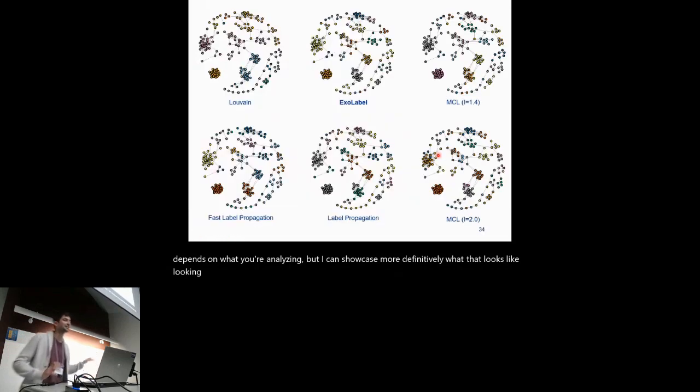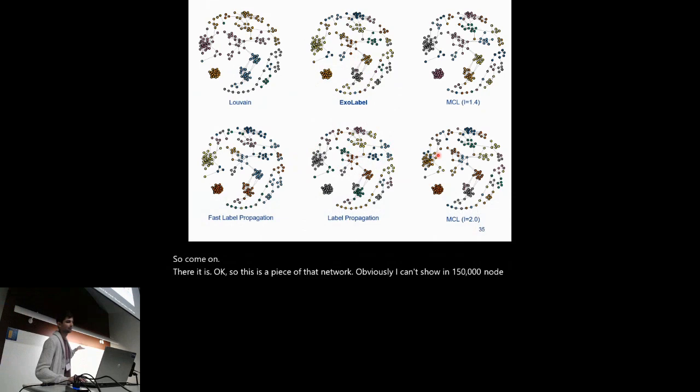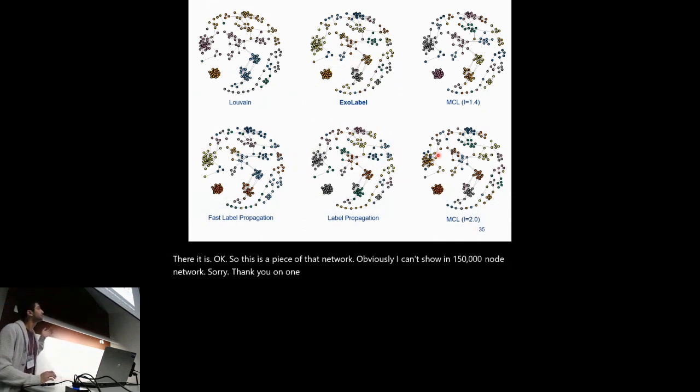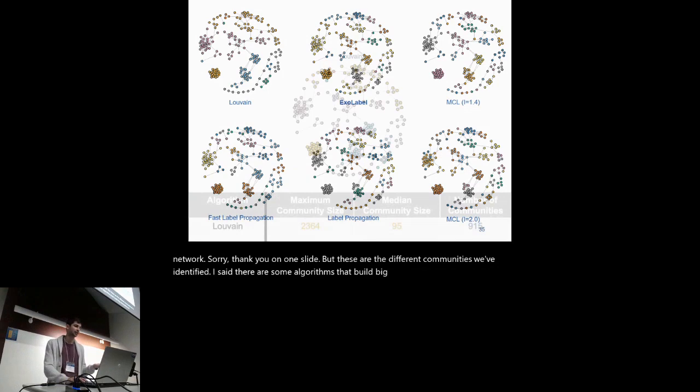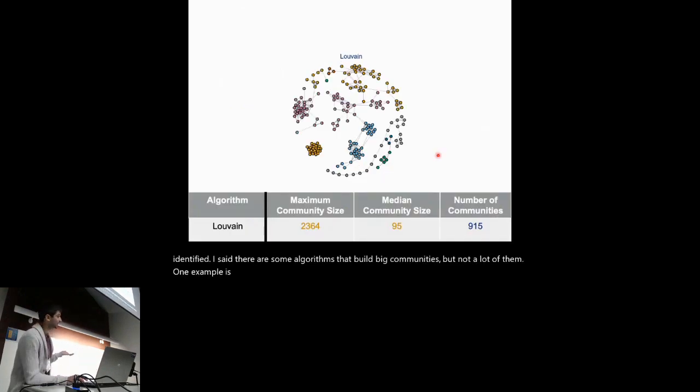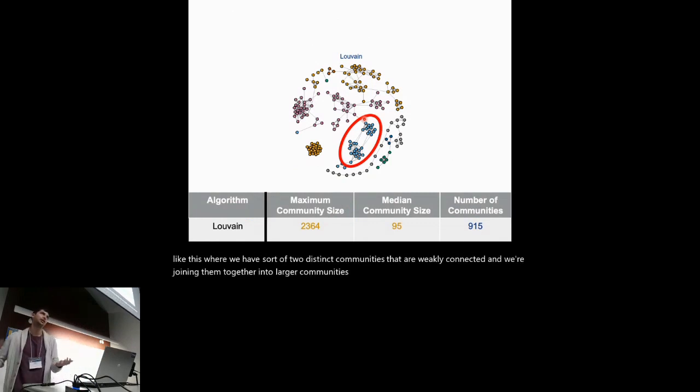There it is. Okay, so this is a piece of that network. Obviously, I can't show a 150,000 node network on one slide. But these are the different communities we've identified. I said there are some algorithms that build big communities, but not a lot of them. One example is Louvain. It looks like this. And the problem with that is we end up with things like this, where we have two distinct communities that are weakly connected, and we're joining them together into larger communities, not really what we want to see.